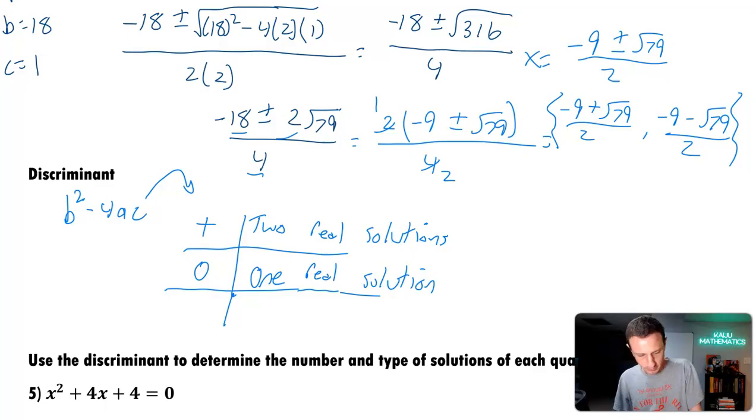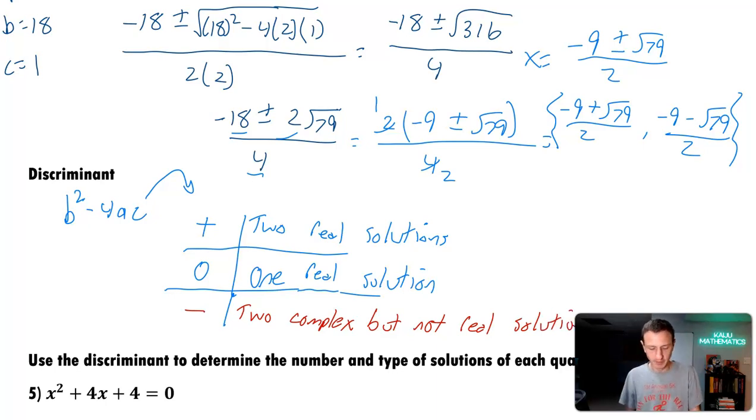And if your discriminant is negative, then you have two complex but not real solutions. Think about these scenarios. If my discriminant is positive, so that term underneath the radical, b squared minus 4ac, is positive 4, it's just going to be the square root of 4, plus or minus, which is 2. So then that just gives us two real numbers.